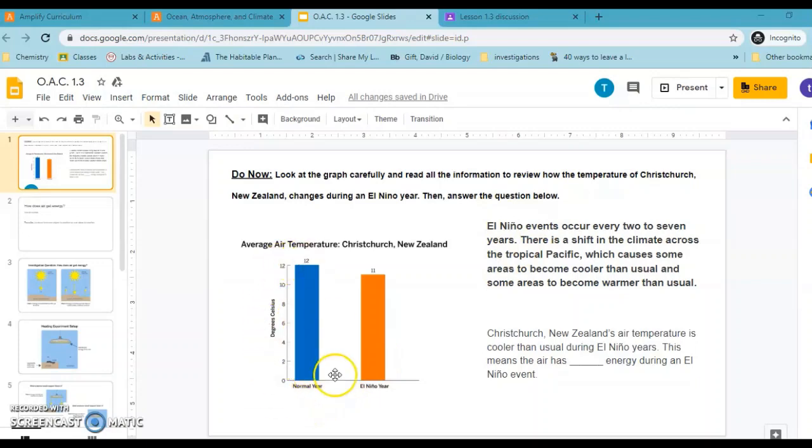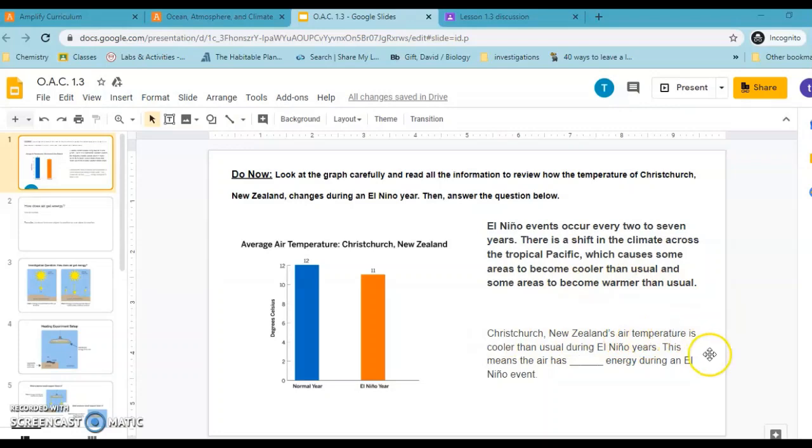So if we look during a normal year, it has a temperature of 2, 4, 6, 8, 10, 12 degrees Celsius. And then during the El Nino year, it has a temperature of 11 degrees Celsius. So El Nino events occur every 2 to 7 years. There's a shift in the climate across the tropical Pacific, which causes some areas to be colder than usual and some areas to be warmer than usual.